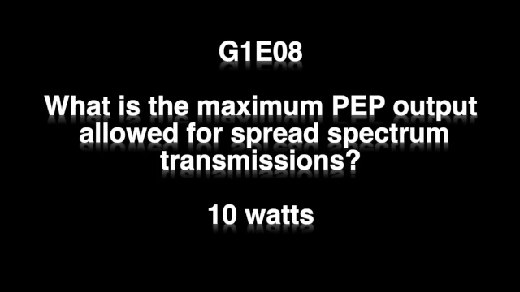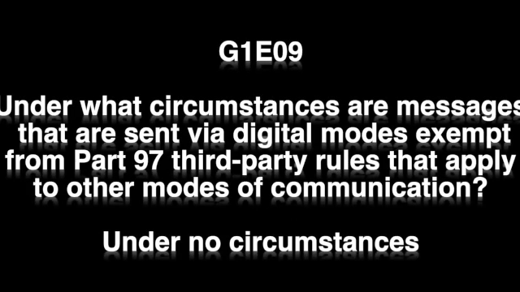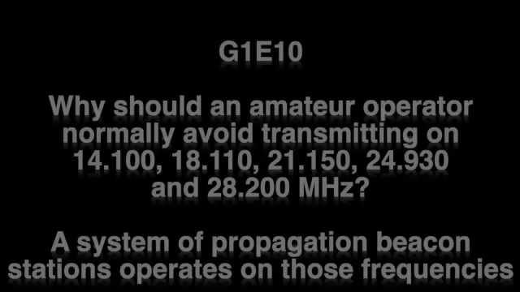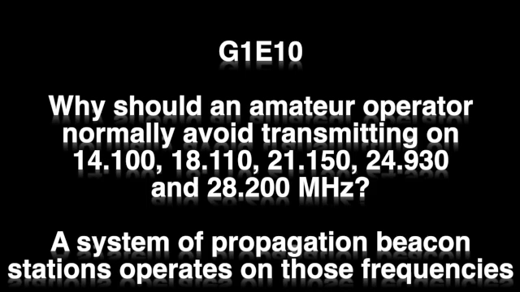G1E08. What is the maximum PEP output allowed for spread spectrum transmissions? 10 watts. G1E09. Under what circumstances are messages that are sent via digital modes exempt from Part 97 third-party rules that apply to other modes of communication? Under no circumstances. G1E10. Why should an amateur operator normally avoid transmitting on 14.100, 18.110, 21.150, 24.930 and 28.200 MHz? A system of propagation beacon stations operates on those frequencies.